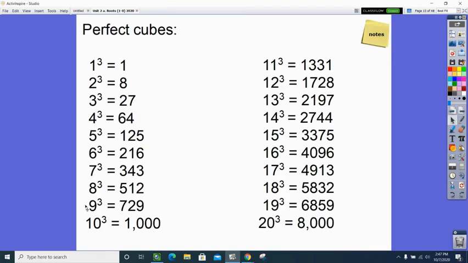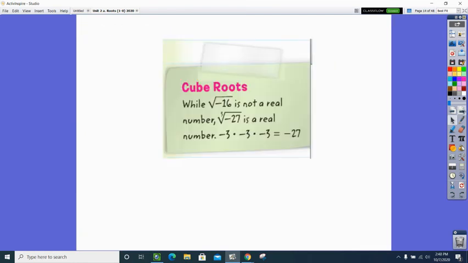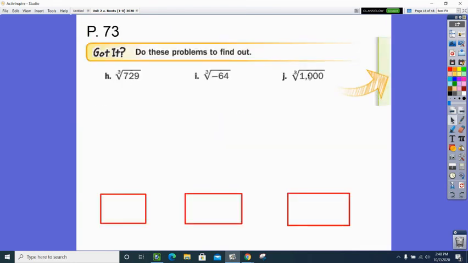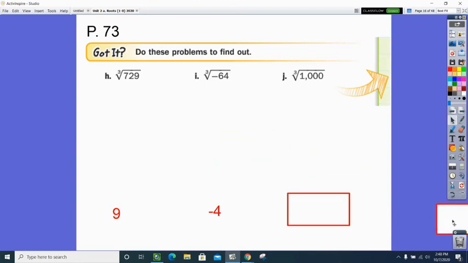729 would be 9. 64 would be 4. And what's the last one? 1,000. And 1,000 would be 10. So cubed root of 729, positive 9. Cubed root of negative 64, don't put no solution. There can be identical triplets. It would be negative 4. And the cubed root of 1,000, positive 10. And that's how easy it is to find cubed roots.